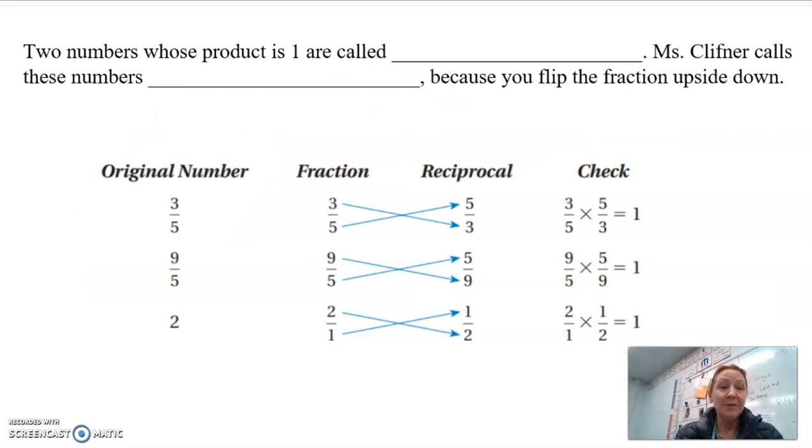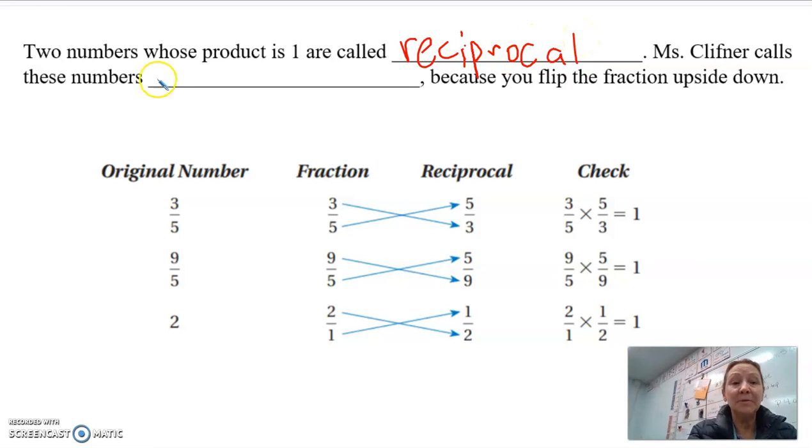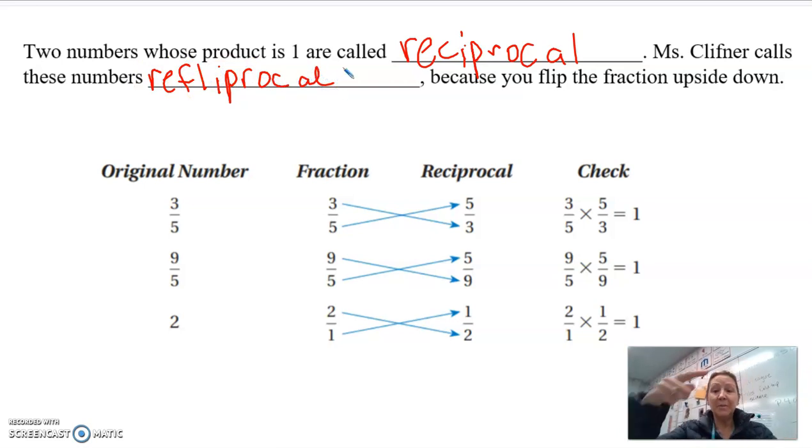Okay, so now I want you to know that two numbers whose product is 1, if you multiply the two numbers together, those two numbers are called reciprocals. Miss Cliffner calls these numbers reflipricals. So you will hear me say the word refliprical. I'm trying to get you to picture the fractions turning upside down.